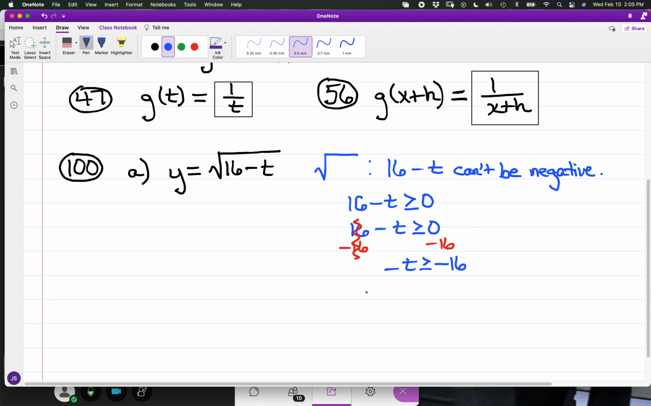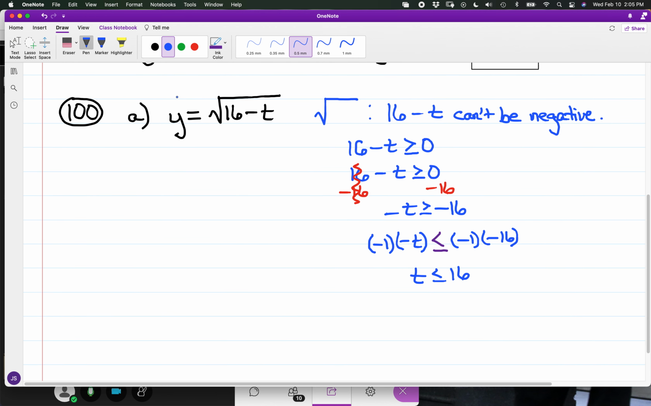Right now I have negative t, and if I multiply or divide by -1, remember, if you're dealing with inequalities and you're multiplying or dividing by a negative, you change the direction of the inequality. So this time, -1 times -t becomes less than or equal to -1 times -16. And so t is less than or equal to +16.